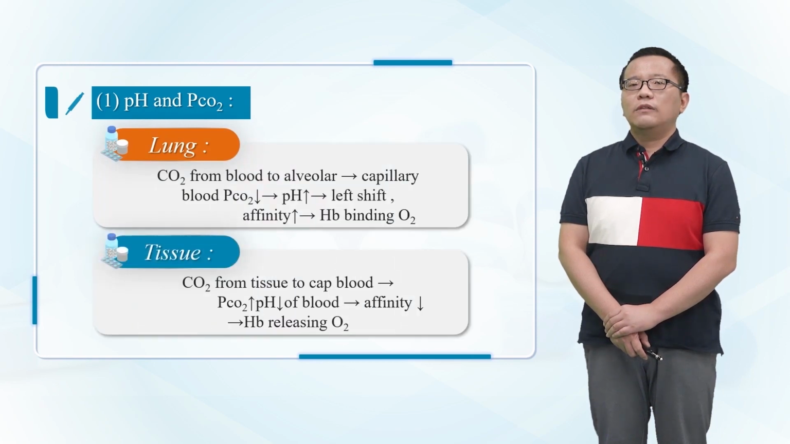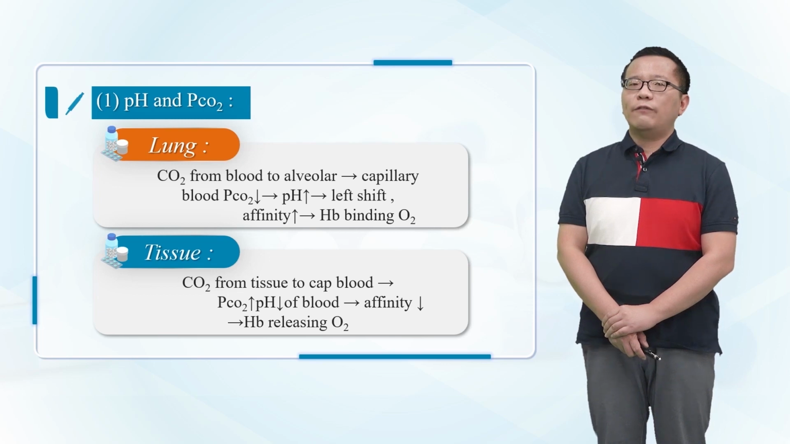In the lung, carbon dioxide moves from blood to alveoli, so the pressure of carbon dioxide in capillary blood decreases. pH value is increased. The curve shifts left. The affinity of hemoglobin for oxygen increases. So more oxygen binds to hemoglobin.